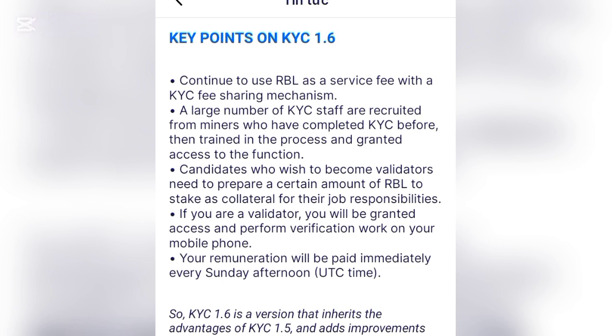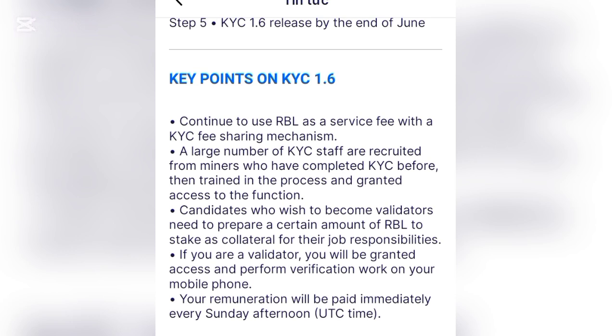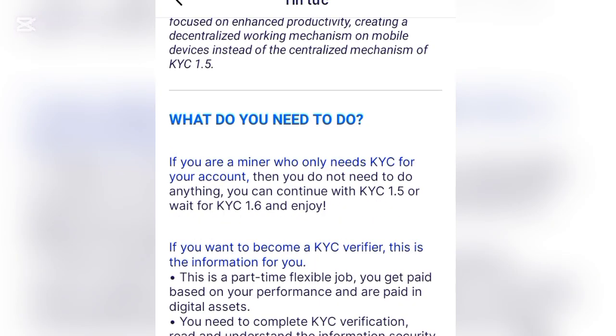So guys, what they mean here is that if you are going to complete your KYC on 1.6 version, and if you want to become a Rubi member, this is the advantage. The first thing is that they are going to pay you every Sunday, and you are going to stake your Rubi coin as collateral. Once you join the Rubi team, they are going to train you and you will be able to become their member, and they are going to be paying you every Sunday.